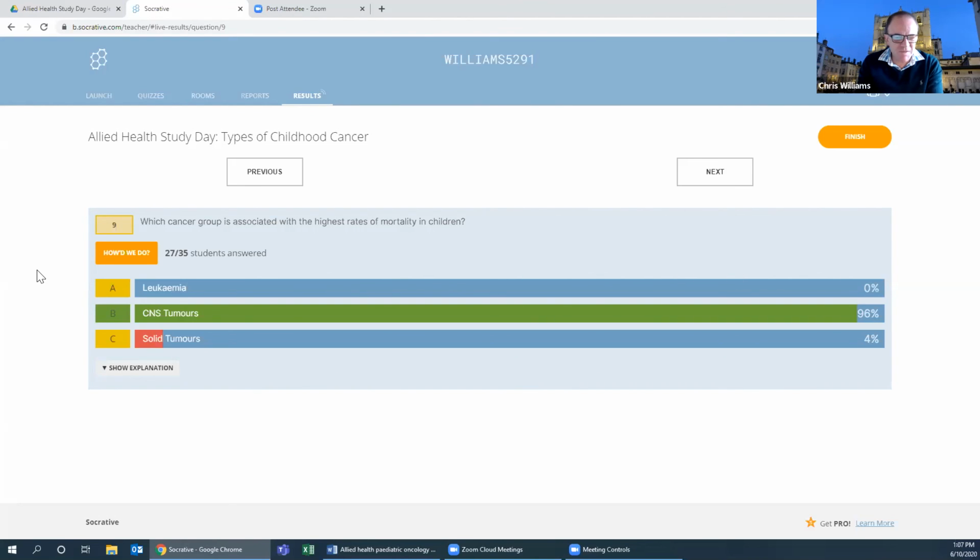And that means we don't see them enough, but their outcomes are poorer, the morbidity is poorer, and they really actually need that high degree of input compared to the leukemia group. Next group.